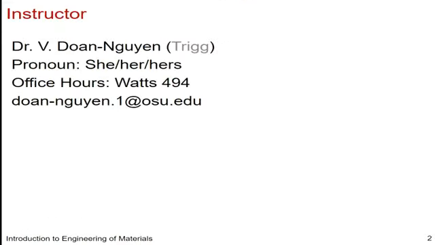So myself, I am one of the two instructors of record for this class. You may have seen on the registrar it being listed as Vicki Dawn Nguyen. That is my married name. My professional name is Vicki Dawn Nguyen. I will answer to Dr. Dawn Nguyen, Professor Dawn Nguyen. Really, you have a lot of choices. My pronouns are she, hers, and hers. My office hours are going to be in Watts 494, and of course, that's my email. I'm also in the OSU registrar system, so you can look me up there as well.